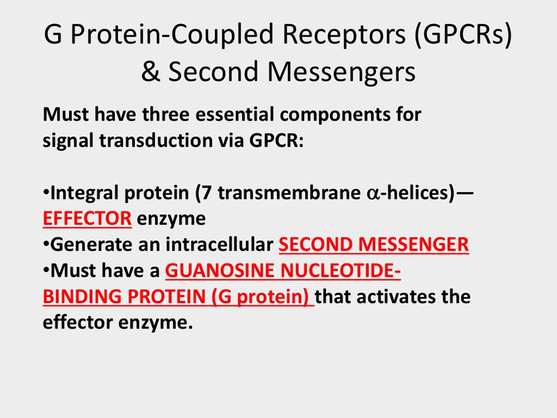But remember, they all have to have at least 3 things. They have to have this effector protein that has both an external and an internal side that crosses a membrane. They have to generate a second messenger on the inside, because otherwise that external event would never cause an effect on the inside. And then finally they have to have the G protein.